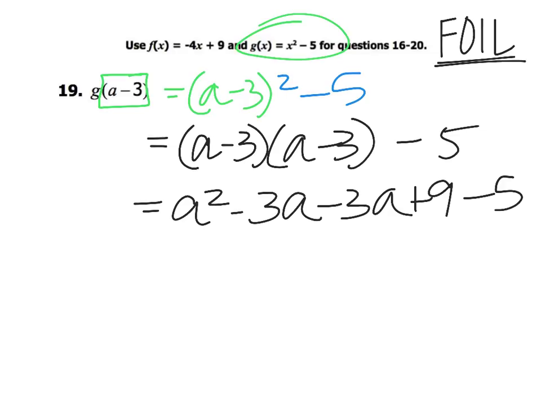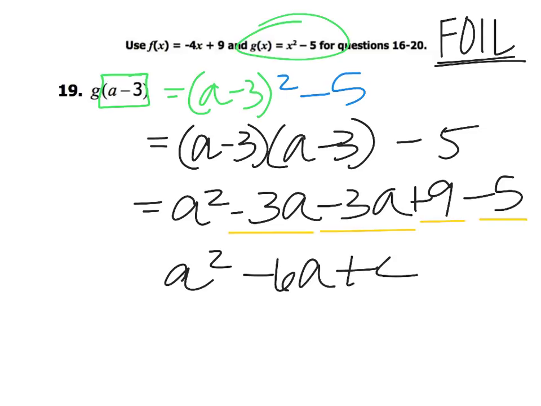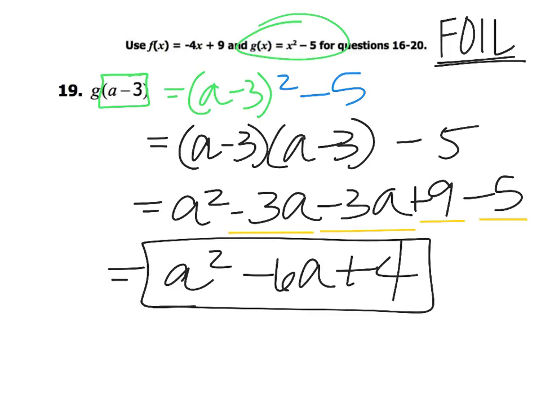Now we're just combining like terms. So we've got -3a, -3a. That gives you -6a. Got a squared in the front. And then we can combine the like terms of 9 minus 5. That's going to give us 4, so plus 4. Now this is our final answer. So you have to remember to FOIL. Don't just distribute the squared. That's not a real thing. FOIL it out.